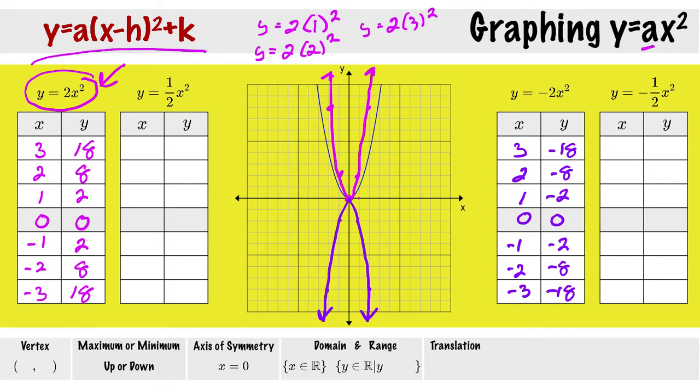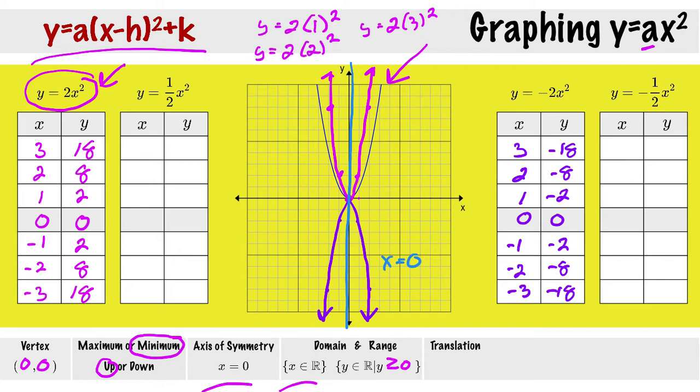Looking at the vertex of the positive value, it's 0, 0. My pink parabola opens up. My vertex is at the bottom, so it's a minimum. Axis of symmetry, the line down the center, is x equals 0. The domain is always going to be the set of real numbers for a parabola, and the range is going to be greater than or equal to 0.